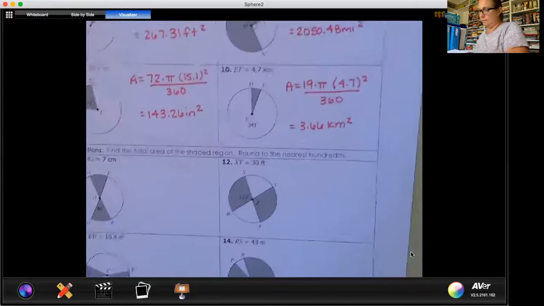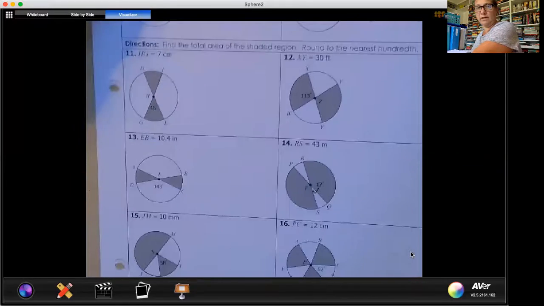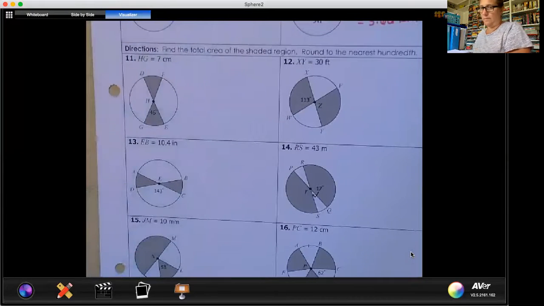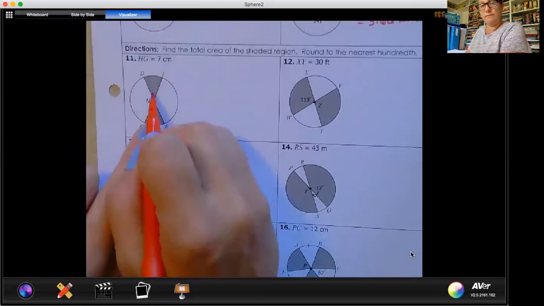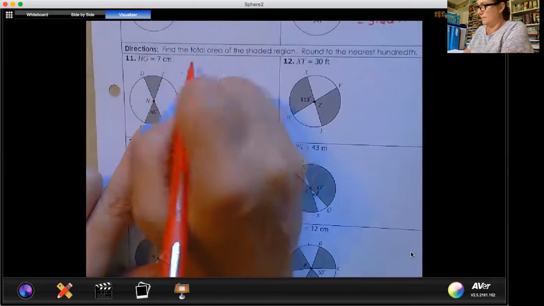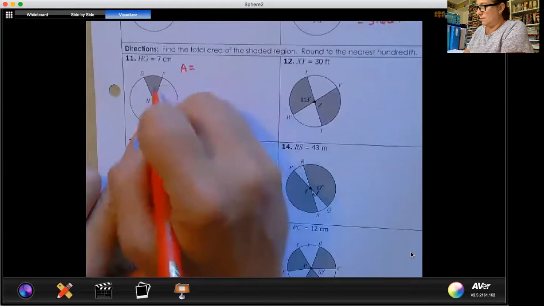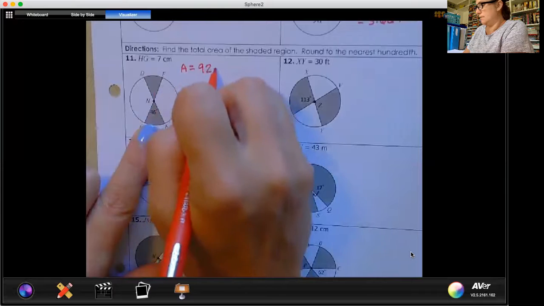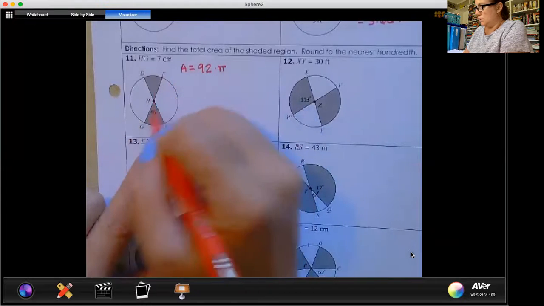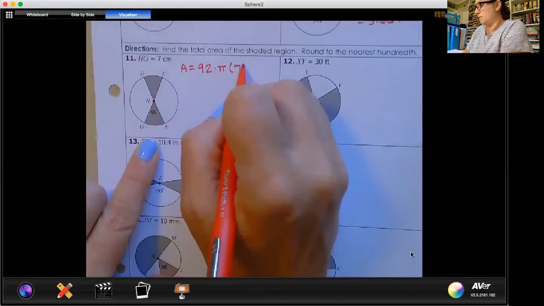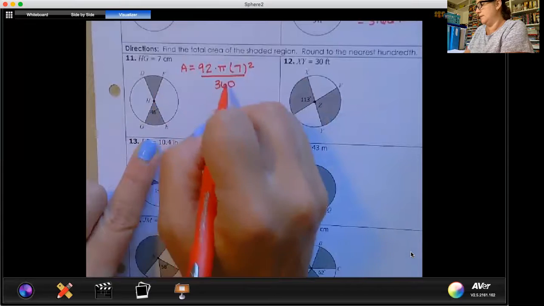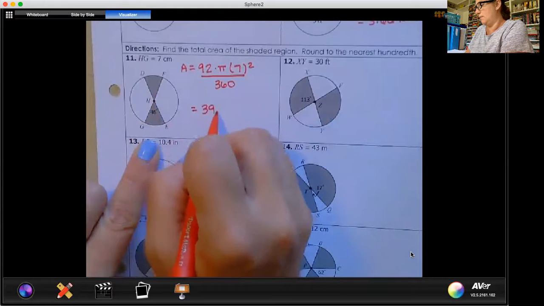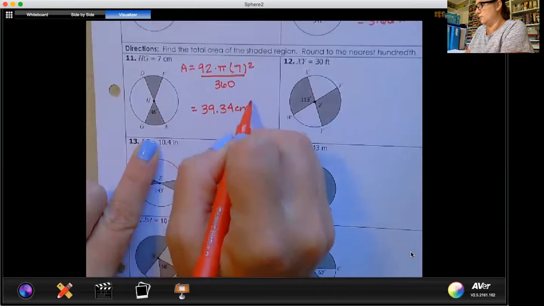Now, what you have here at the bottom, find the total area of the shaded region. You just have two of them. In this case, 46 and 46, because they're the same. So 46 and 46 is 92 times pi. HG is a radius, so 7 squared divided by 360 is 39.34 centimeters squared.